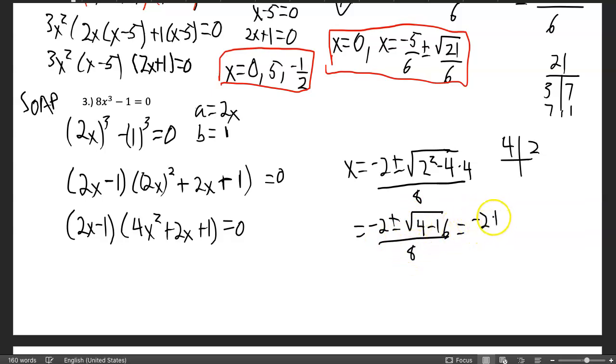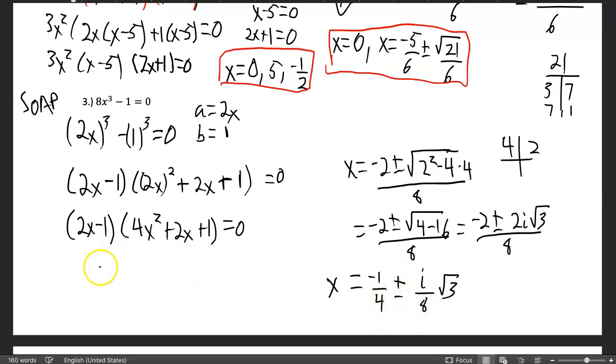So this will be negative 2 plus or minus, we have the square root of negative 12, which we said is the same thing as 2i root 3 over 8. And when we reduce this, we have negative 2 over 8, so that's negative 1 over 4, plus or minus 2i over 8 will become i over 8 root 3. So two of our solutions are negative 1/4 plus i over 8 root 3 and negative 1/4 minus i over 8 root 3. Our last one is going to come from 2x minus 1 is equal to 0. So our last one is going to be x is equal to 1/2.